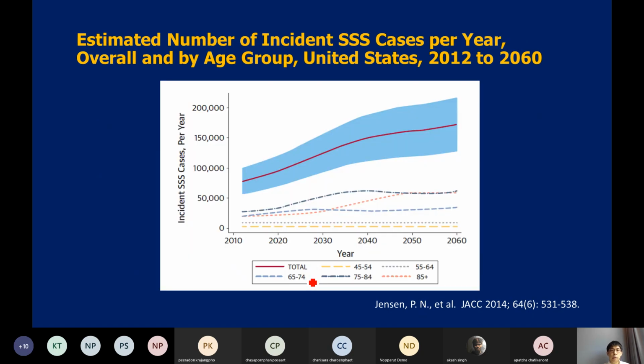And this graph shows the trend toward the future. The trend estimates the number of incident sick sinus syndrome cases per year, overall and by age group. This study was done in the United States, and they predict that in the future more and more people will experience sick sinus syndrome. You can see that the incidence in the year 2010 is much lower than in the year 2060. This is just a prediction, but the trend toward this disease is increasing.